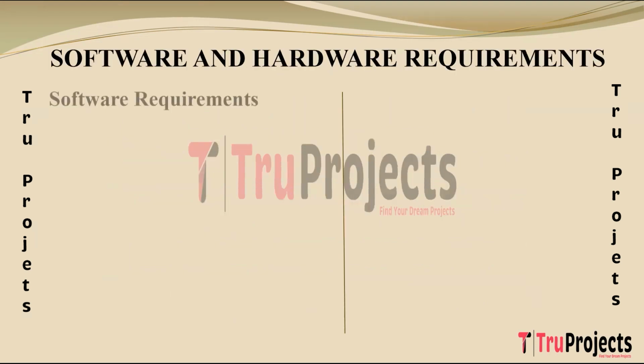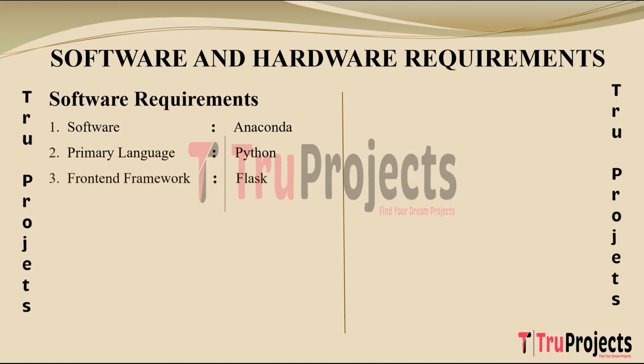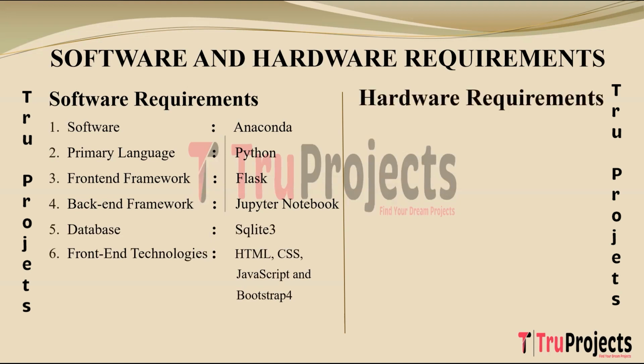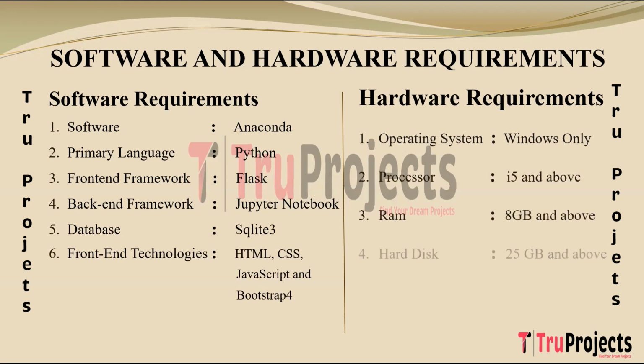Software and hardware requirements. Software requirements of the project are: software is Anaconda, primary language is Python, front-end framework is Flask, back-end framework is Jupyter Notebook, database is SQLite 3. Front-end technologies used in the project are HTML, CSS, JavaScript, and Bootstrap 4. Hardware requirements of the project are operating system of Windows, processor of i3 and above, RAM of 8 GB and above, hard disk of 25 GB and above.